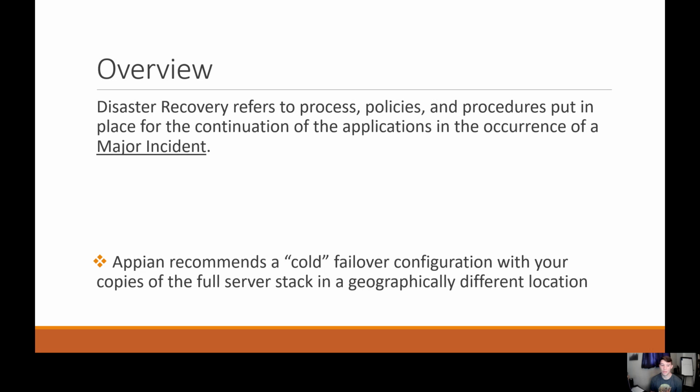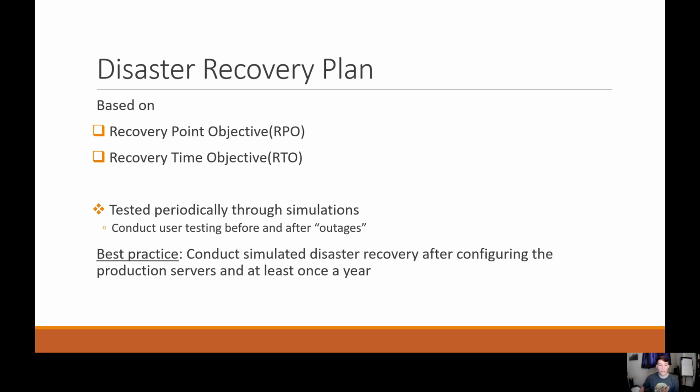So Appian, as a general practice, recommends a cold failover configuration where both sets of server stacks are in geographically different locations, so that they're not both affected by this potential major incident, like a natural disaster or anything like that. So the disaster recovery plan, like I said, is the policies, procedures, and processes that are put in place, and they're based on recovery point objective and recovery time objective. These are two deciding factors and requirements, constraints that the disaster recovery plan has to accommodate.